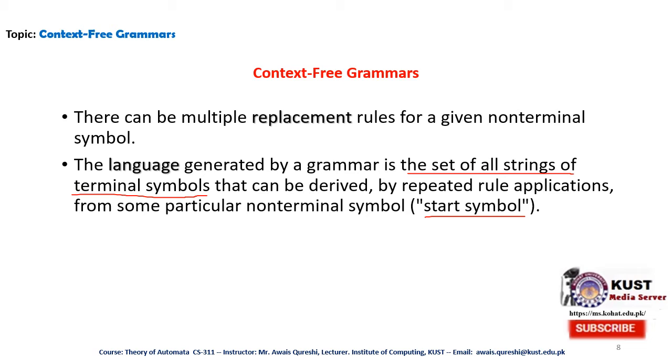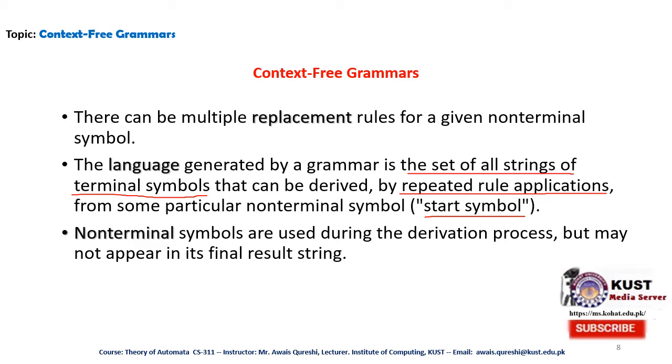So the language generated by a grammar is a set of all strings of terminal symbols. What are those strings? They are combinations of terminal symbols, and those terminal symbols can be derived by repeated rule applications, because when we apply the rules repeatedly on further substrings, we can generate multiple strings at a time.